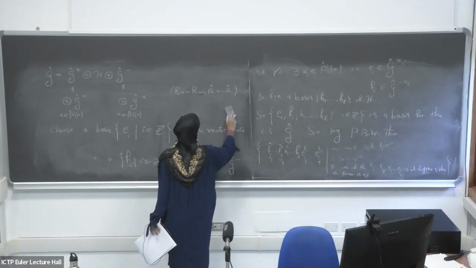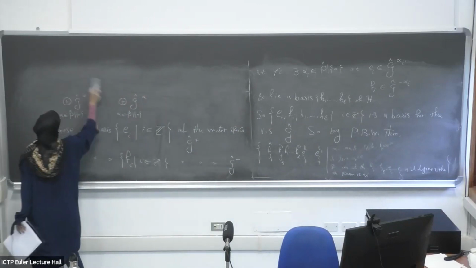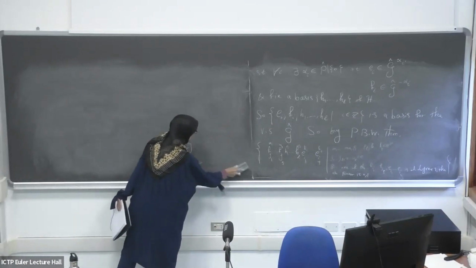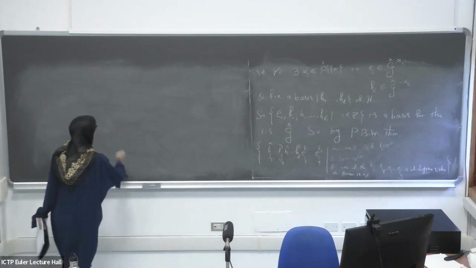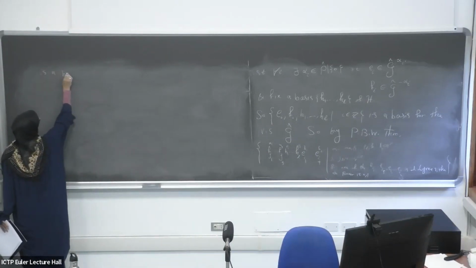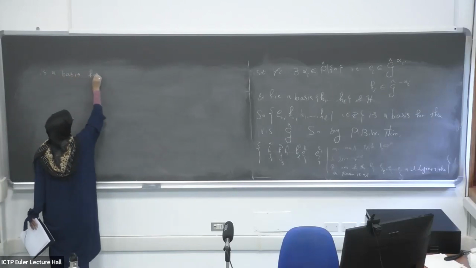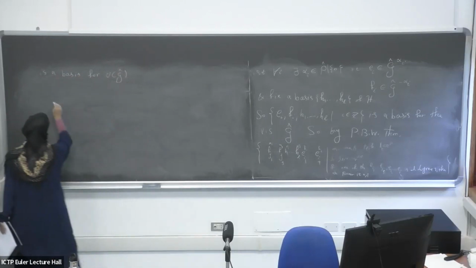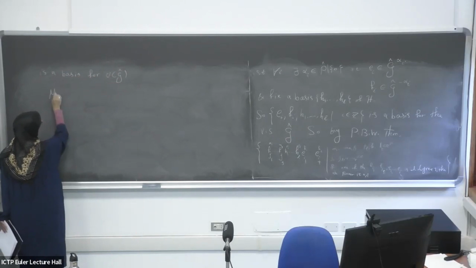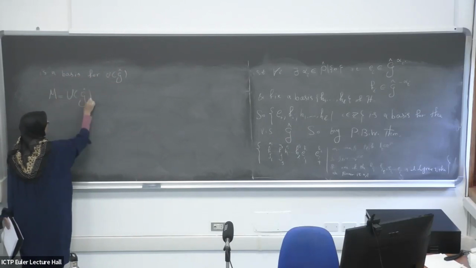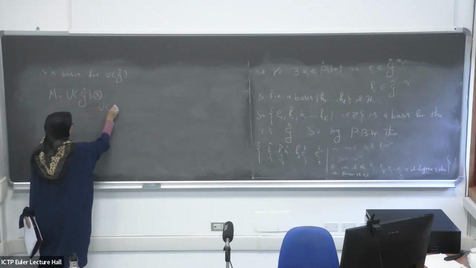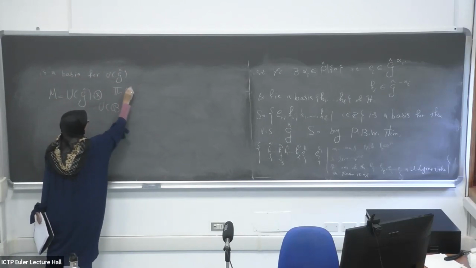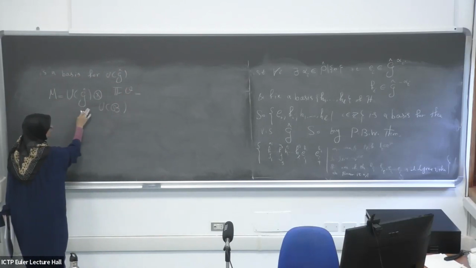It is a basis for UG hat. Okay. What we have, M is UG hat tensor UB, and then FV. And now we have a basis for UG hat.